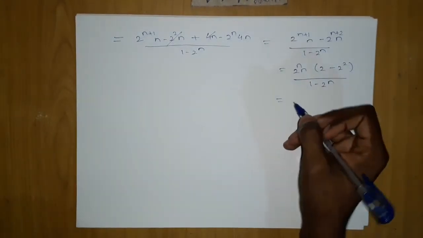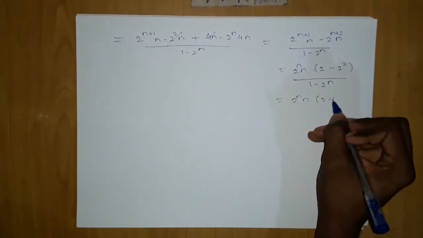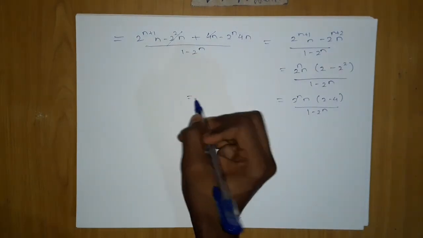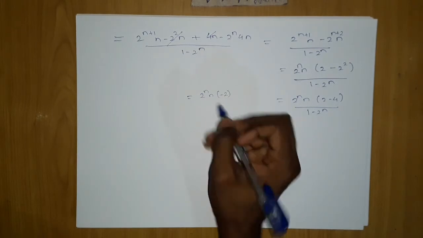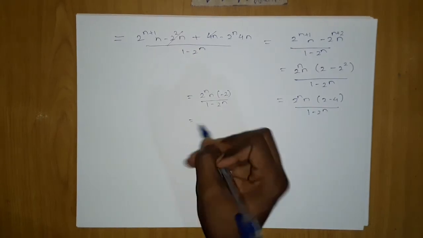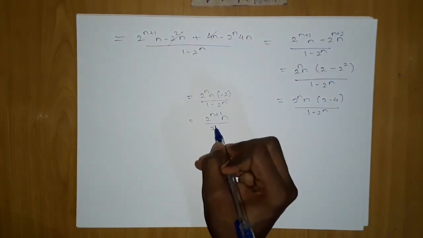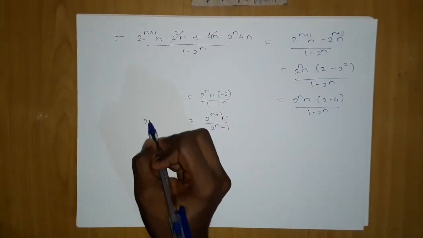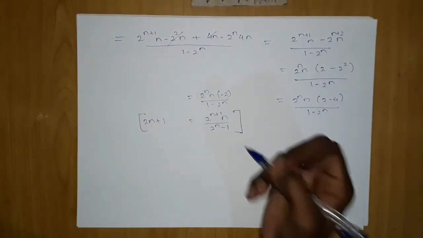Now 2 to the power n into n, and this is 2 minus 4, which is 1 minus 2 to the power n. If I move it further, I get 2 to the power n into n minus 2. If I take minus from here common, then it will become 2 to the power n plus 1 into n upon 2 to the power n minus 1. So we got our middle term, which was common, which is 2n plus 1. So we are done with this question.